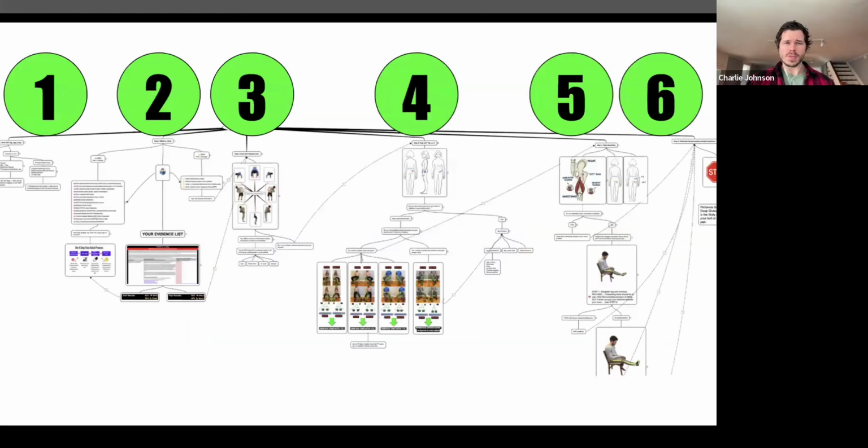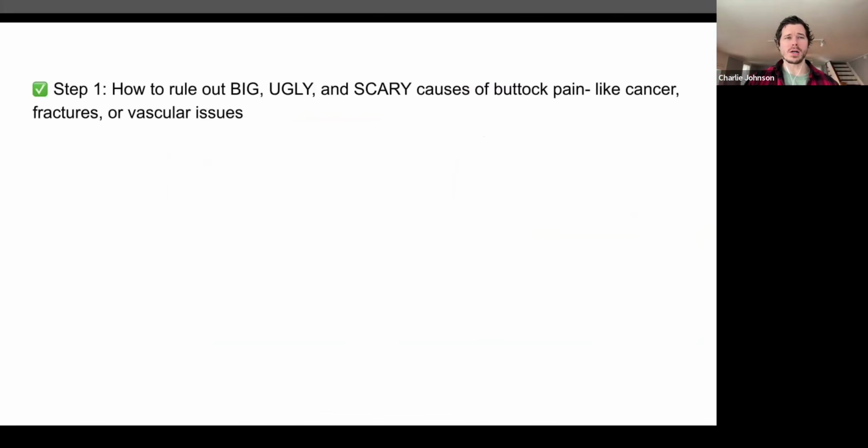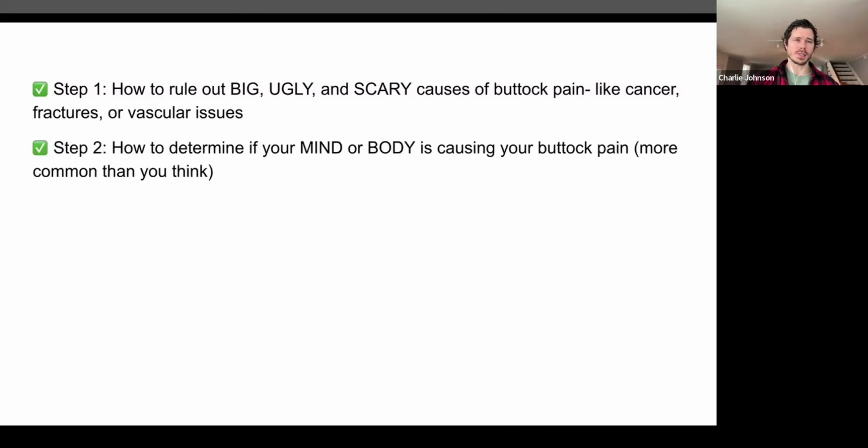There's a 6-step process that we're going to walk through, again, in a flowchart fashion in a moment to figure out if Piriformis syndrome is causing your buttock pain, and here they are. Step 1, how to rule out big, ugly, and scary causes of buttock pain. Things like cancers, fractures, blood supply issues, things like that.